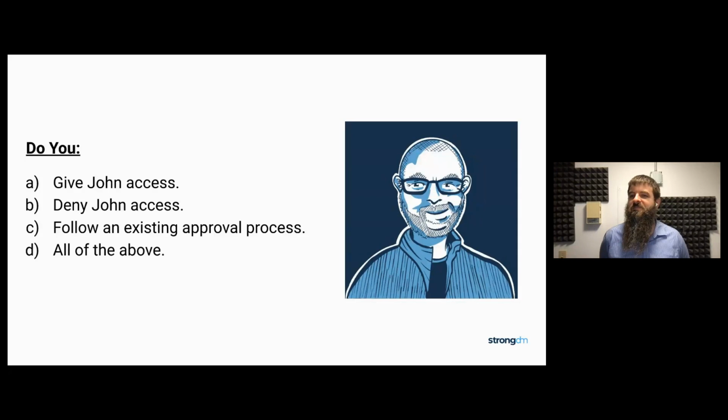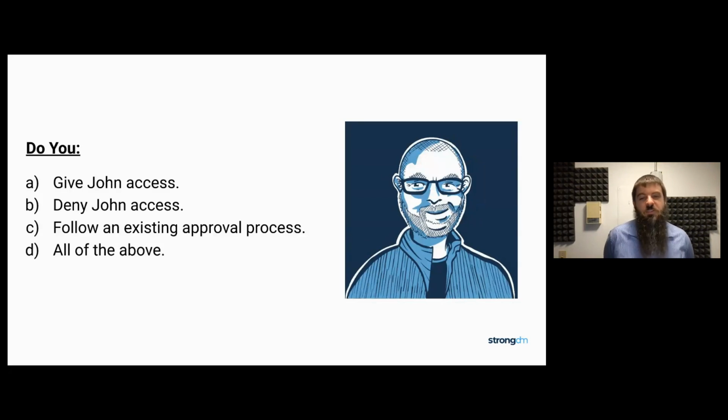Looks like the majority of folks, an overwhelming 81%, said they would follow an existing approval process. 10% said they absolutely would deny John access. So he is just cut off, out of the building. No way, Jose. And then 2% or 10% said all of the above. So I'm not sure if you can give and deny John access at the same time. I love all the above. I love total chaos mode. That's great. All right, well, there you have it then. All right, that's the verdict, John.